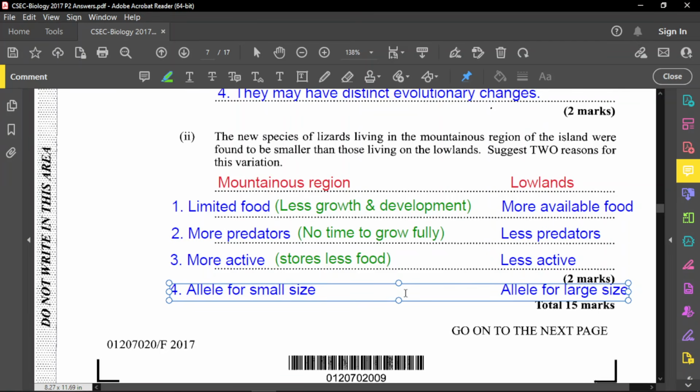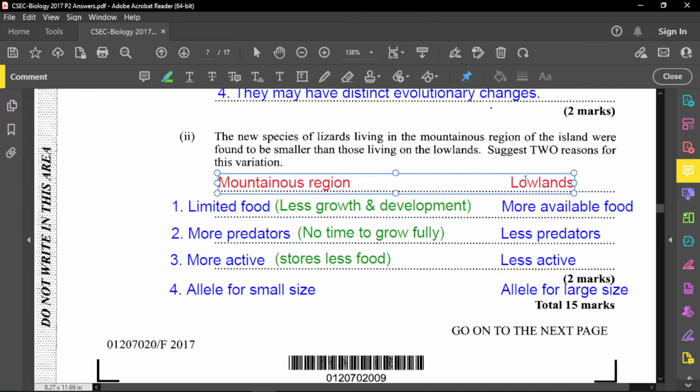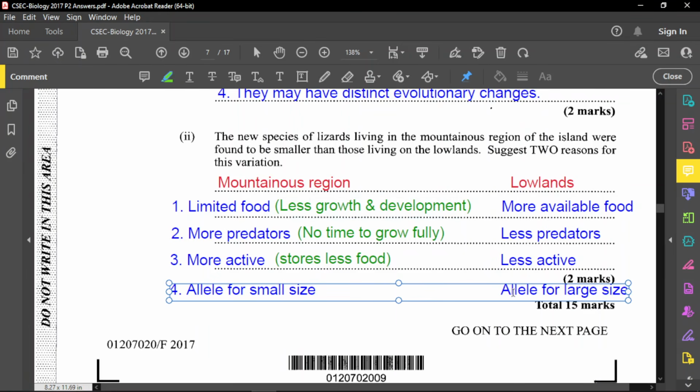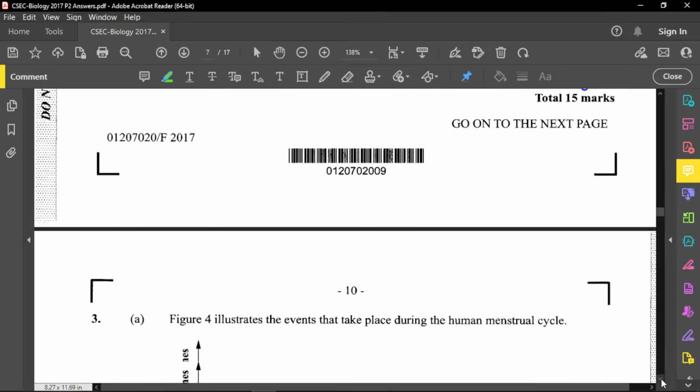All right, because if you only have alleles to be small, it can only be small. If you have alleles to be large, you're going to be large. And so those in the mountainous region will keep interbreeding and producing only small size, while those in the lowland may have the alleles for large, and so they interbreed and only produce large offspring, right? Or the ability to become large. All right, so those are some of the possible reasons there.